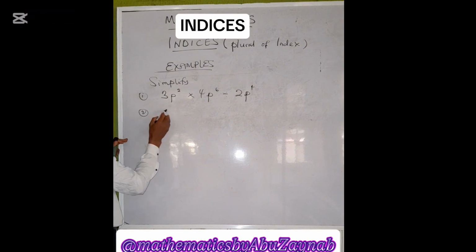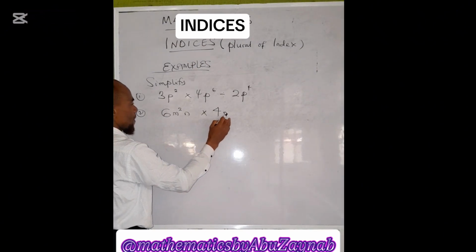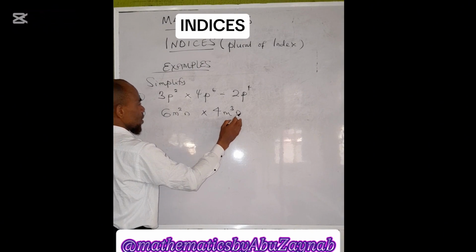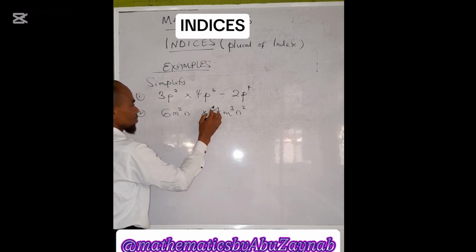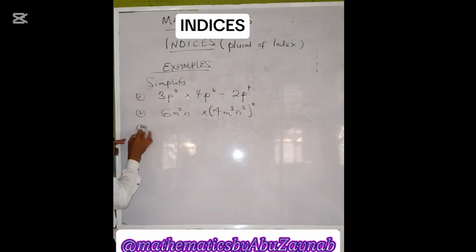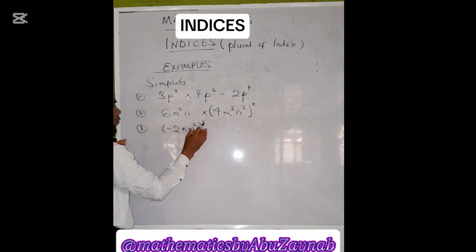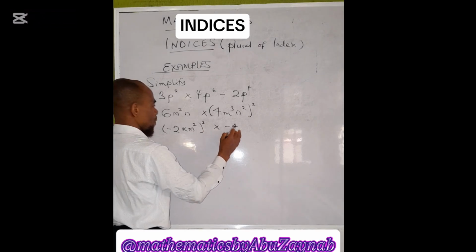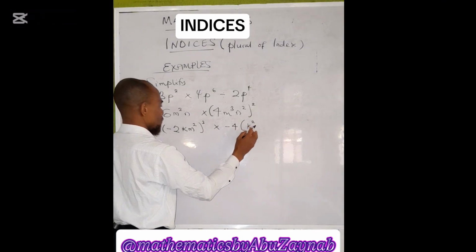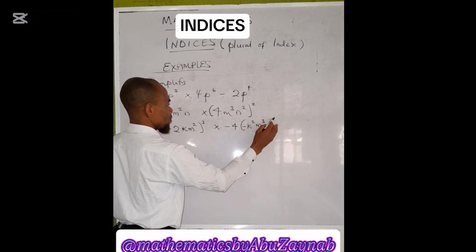Then 2, we have 6m squared n times 4m cubed n squared, in brackets, to the power of 2. And then 3, we have minus 2k m squared to the power of 3 times minus 4k squared, rather minus k squared m cubed to the power of 2.